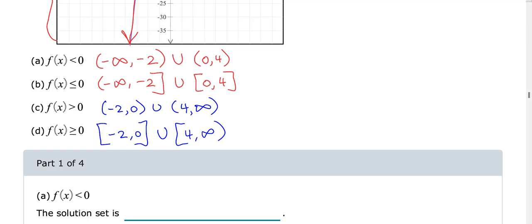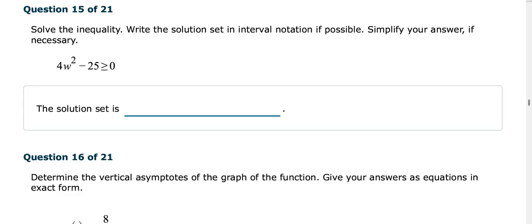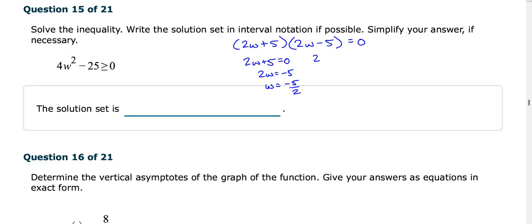For number 15, solve the inequality. Write the solution set in interval notation if possible. I noticed that 4w squared minus 25 is a difference of two squares. That factors to 2w plus 5 and 2w minus 5. I'm going to set that equal to 0 and solve for w. So I get 2w plus 5 equals 0. 2w equals negative 5. w is negative 5 halves. 2w minus 5 equals 0. 2w equals 5, so w equals positive 5 halves.